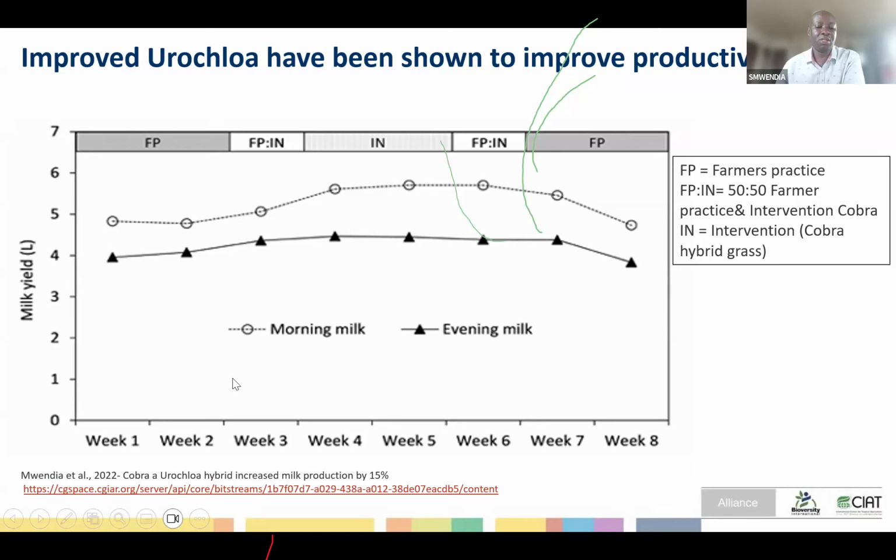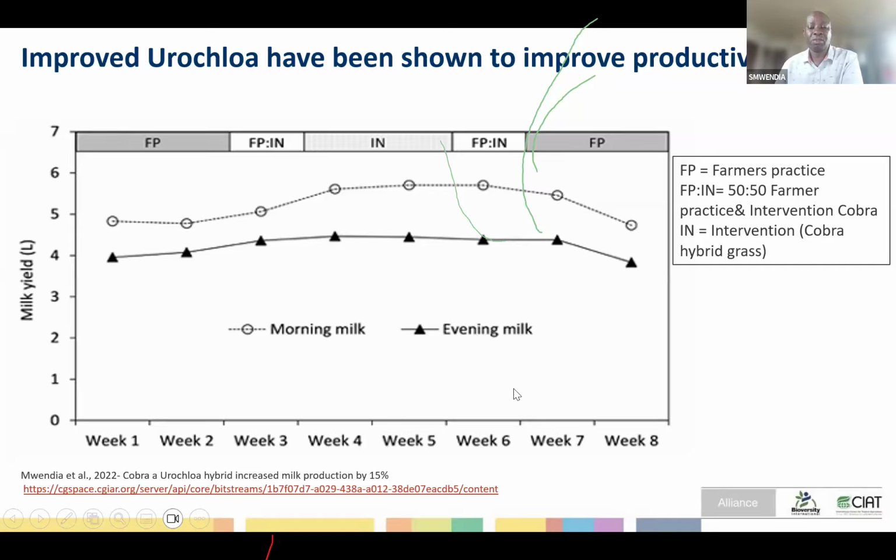Then on the 3rd week, we transitioned these animals, the same animals, to 50% farmer practice and 50% intervention, meaning including or infusing brachiaria. And you can see the milk went up for both the morning and evening. And then for week 4 and week 5, it was 100% now Cobra. And you can see there was again an increase in milk for both in the morning and in the afternoon. And after week 5, we went back to what was happening at the transitional zone, 50% farmer practice, 50% Cobra.